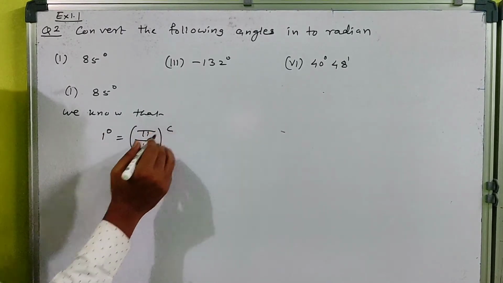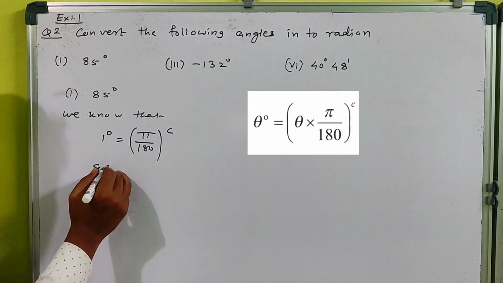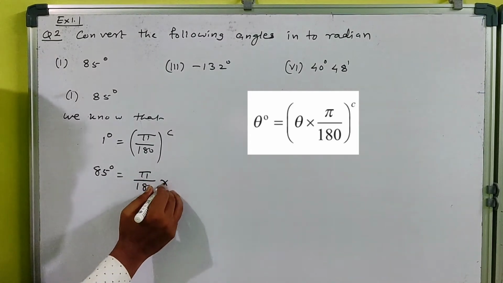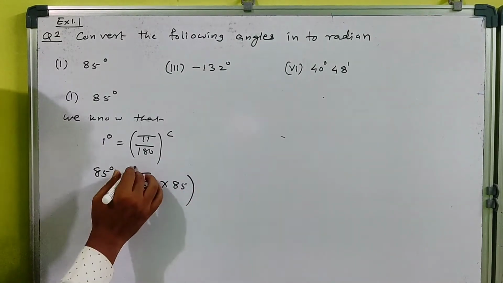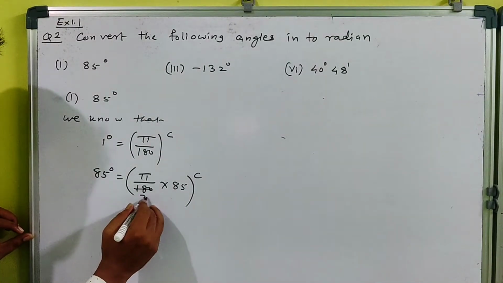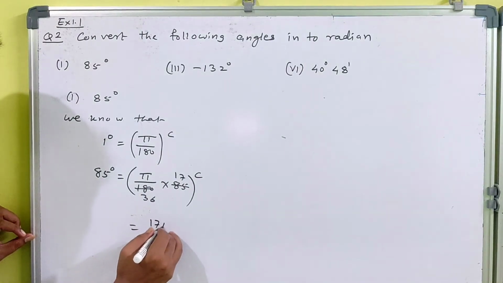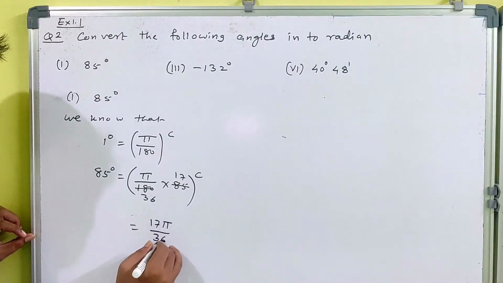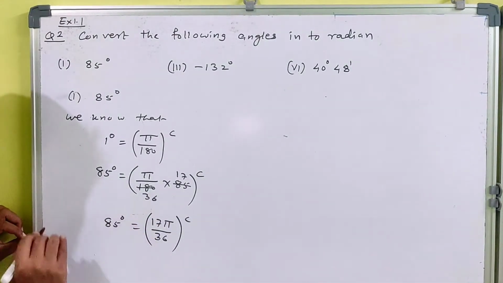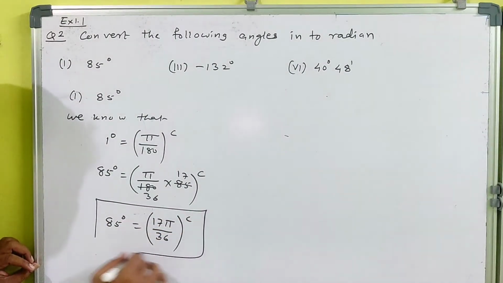ये वाला formula आपको use करना है. So multiplying both sides by 85. So 85 से multiply किया तो 85 degree is equal to pi upon 180 into 85 radian. Now 5 से divide करेंगे तो ये होगा 36, 5 17s are 85. So that becomes 17 pi upon 36. So it is 85 degree is 17 pi upon 36 radian. So that's the answer for this sum.